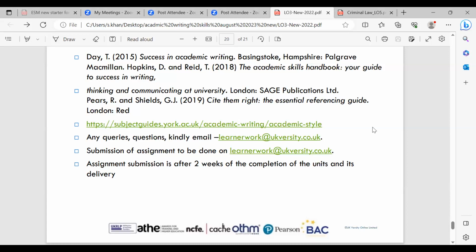Excellent. And please make sure that you attend tomorrow, because it's very important, because it'll help you towards the assignment, okay?